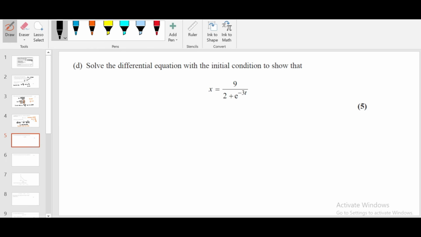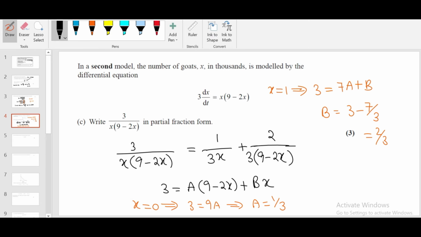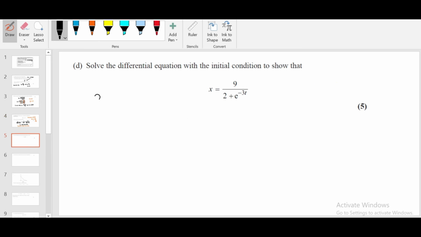Part D now. Solve this differential equation with the initial conditions to show that X is equal to this. Which differential equation? The differential equation given in the previous part. They want us to solve it. So the differential equation is dX over dt is equal to X times (9 minus 2X). The method we are going to apply here is the basic method, separating the variables. You need to collect all the X's and dX to one side of the equation, t and dt to the other side.